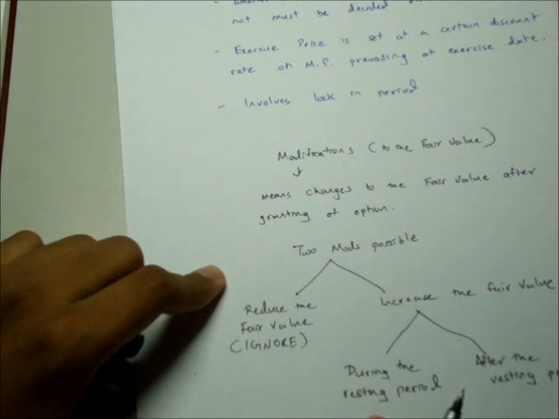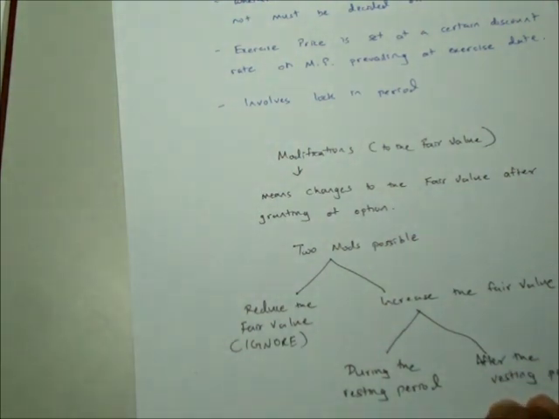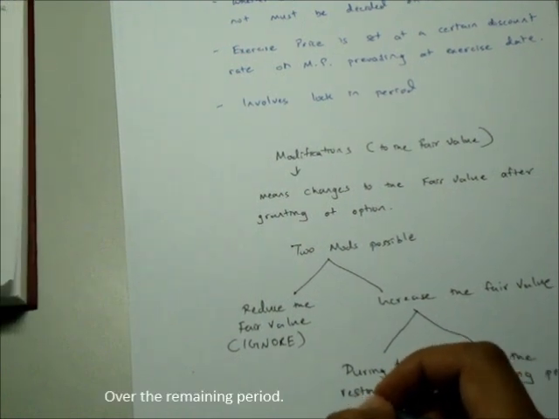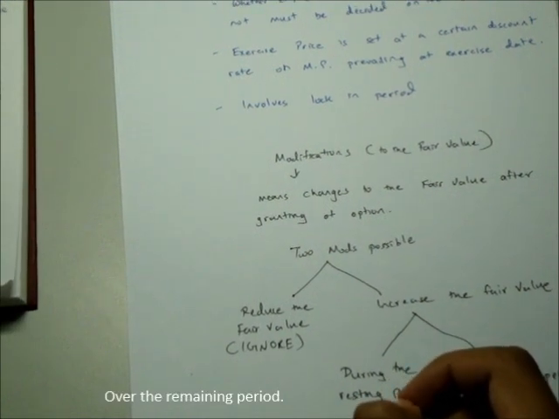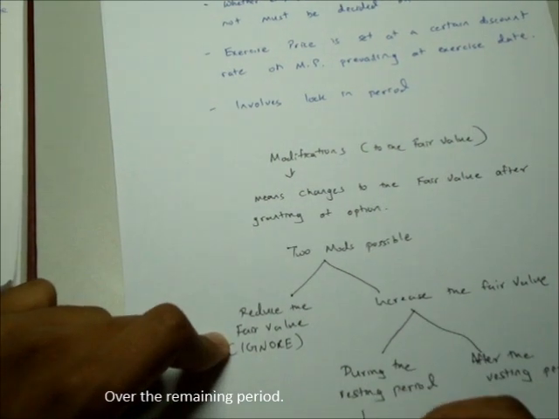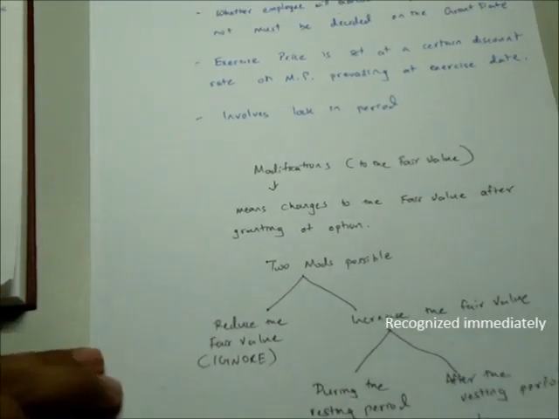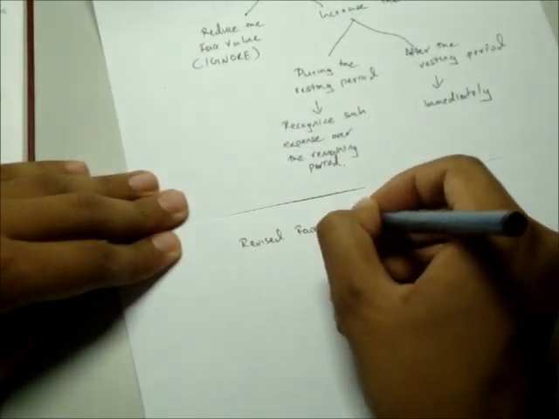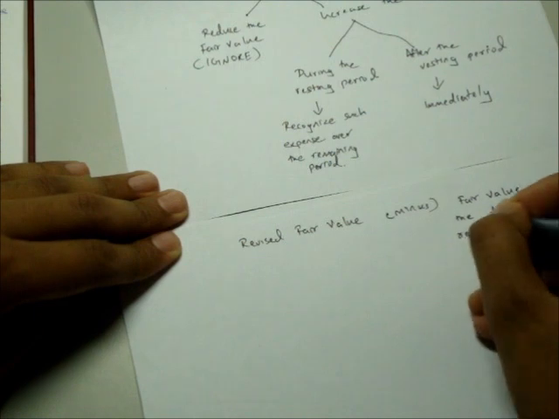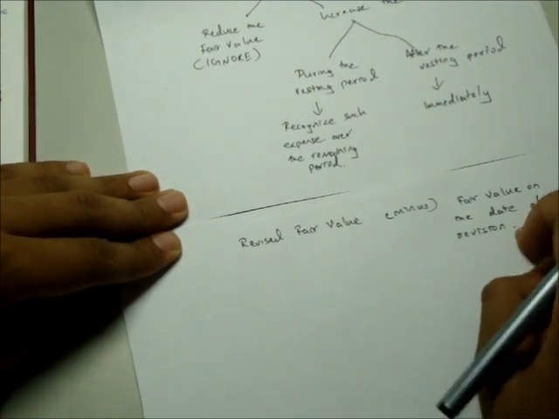When the fair value increases, there will be again two possibilities we can anticipate: one will be during the vesting period, and the second will be after the vesting period. If the modification happens during the vesting period, we have to amortize the expense of the increase over the remaining period. If it is on exercise after the vesting period, the expense will be recognized immediately.